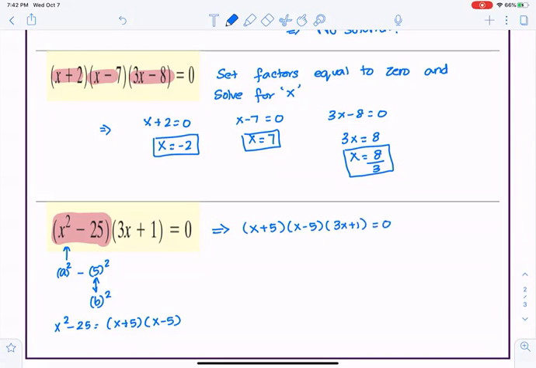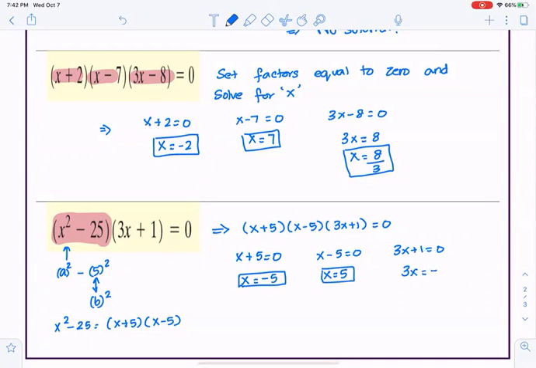I have 3 factors, so all I have to do is set each factor equal to 0 and solve for x. So x plus 5 equals 0, x minus 5 equals 0, 3x plus 1 equals 0. Move the 5 to the other side, we have negative 5. Move the negative 5 to the other side, we have positive 5. Move the 1 to the other side, we have 3x equals negative 1, which would imply x is negative 1 over 3. So the answers are negative 5, 5, and negative 1 over 3.